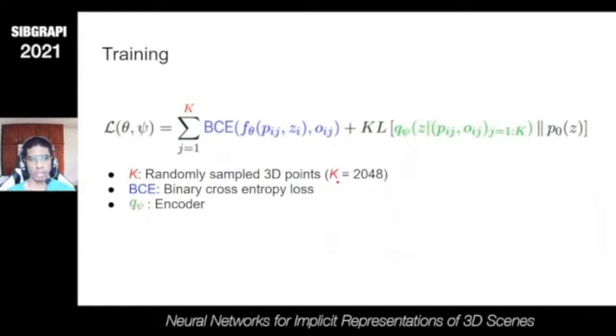More specifically, they use K randomly sampled points with K equals 2048, and for the loss function they use the binary cross entropy loss, and the Q of psi is the encoder that they use.